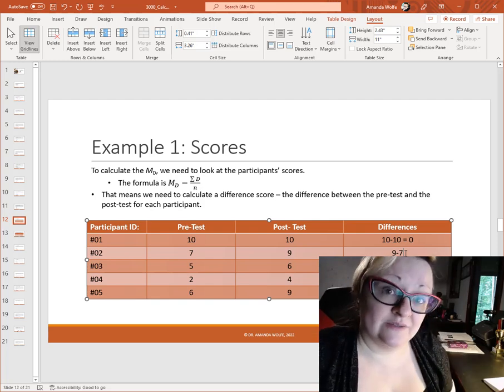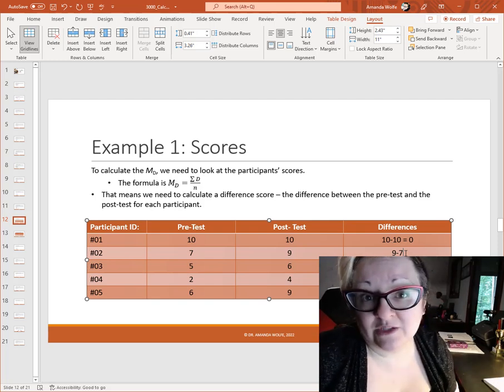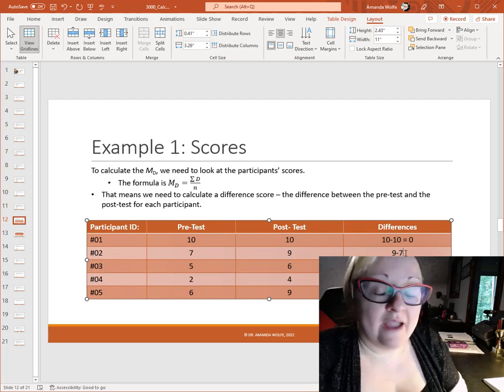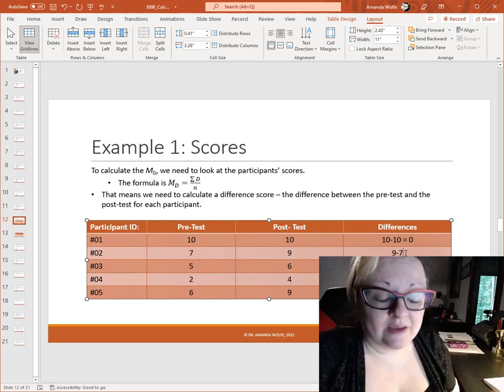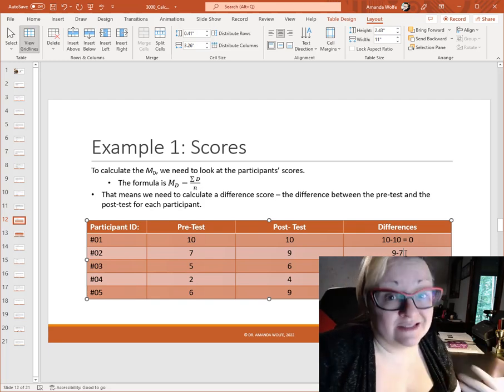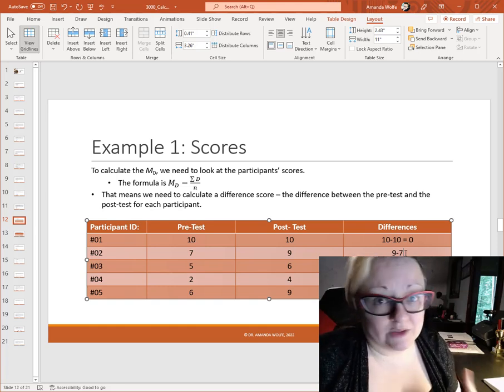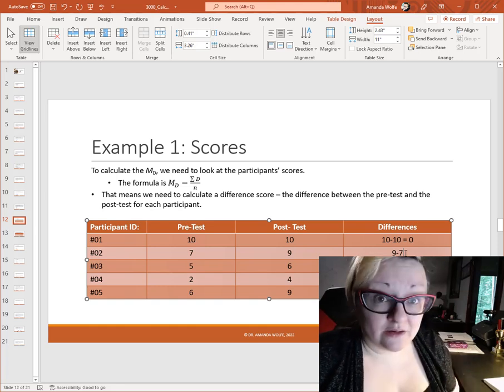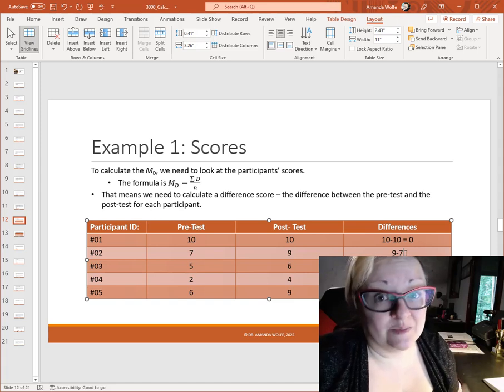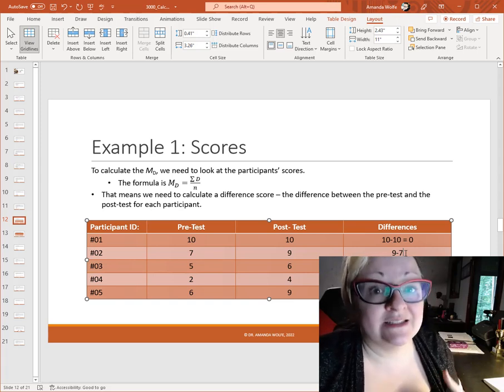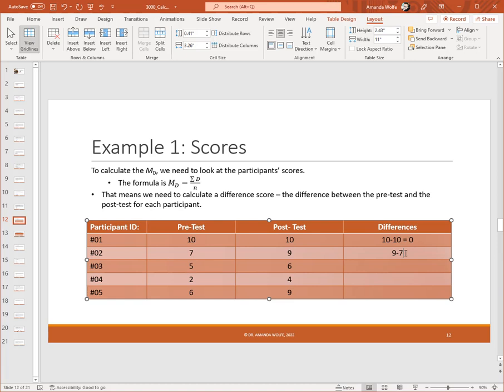If it's the other kind of design, the kind of test 1, test 2, where everybody in the study does one thing, takes a measure, and then does something else and takes a measure, it doesn't necessarily matter which one comes first. Here, where it's time dependent, pre and post test, the post test has to come first. So 9 minus 7 is 2. Pause and do the rest of these.